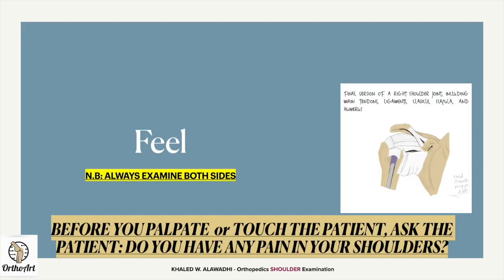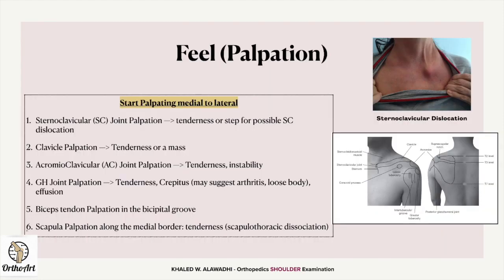Then you proceed with feel. Always examine both sides. Before you palpate or touch the patient, ask the patient, do you have any pain in your shoulder? This is a must. We have to check. So palpation, start from medially to laterally. Medially, we examine the sternoclavicular joint. You want to check for tenderness, a step as evident here, or dislocation.